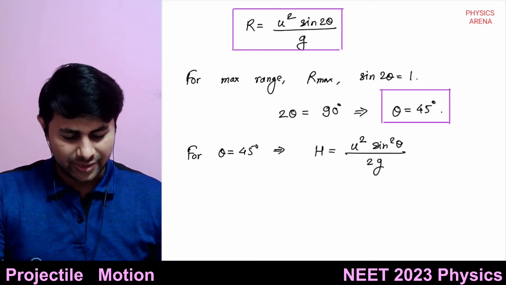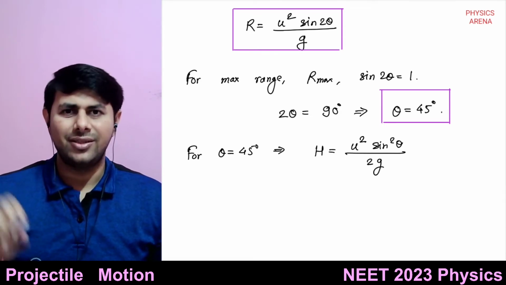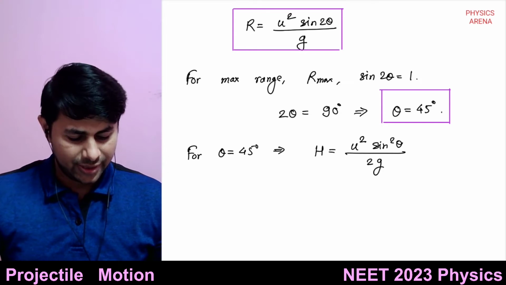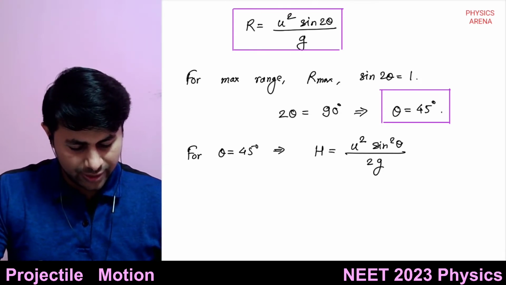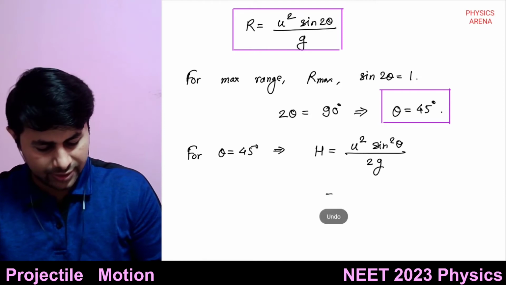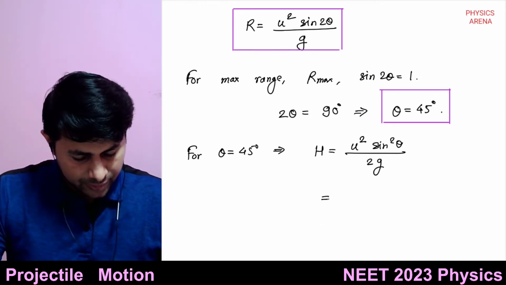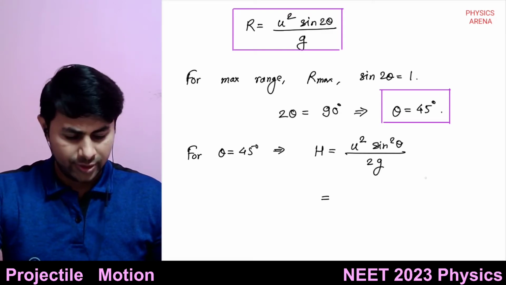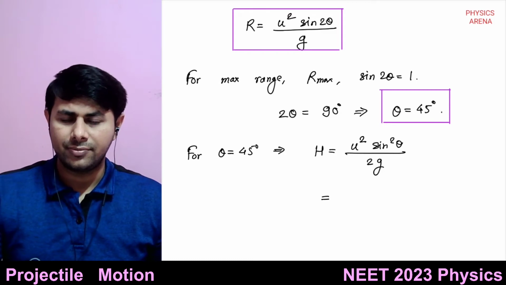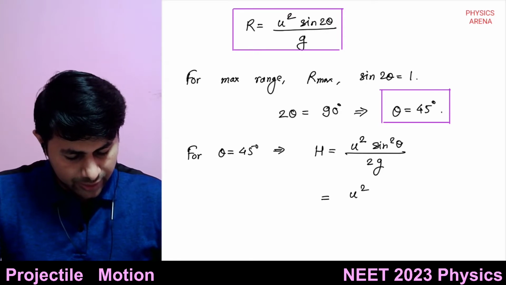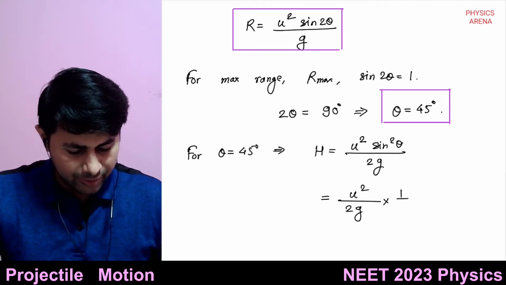The maximum height attained by the projectile when you throw it is u squared sine squared theta divided by 2g, and your theta is 45 degrees. So what height does it attain at 45 degrees? That's what we are going to find. Sine of theta for 45 degrees is 1 upon root 2. Sine squared theta will be 1 by 2. So it is u squared divided by 2g multiplied by 1 by 2.